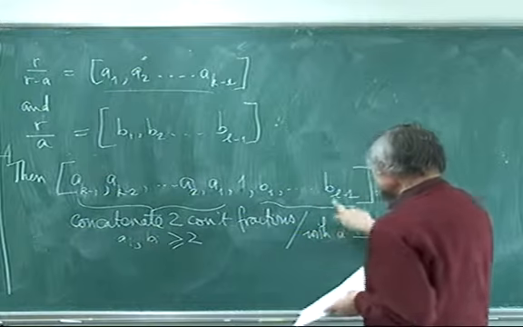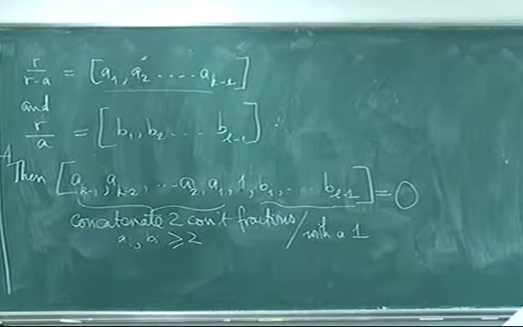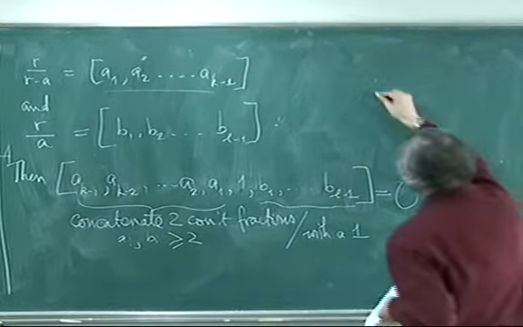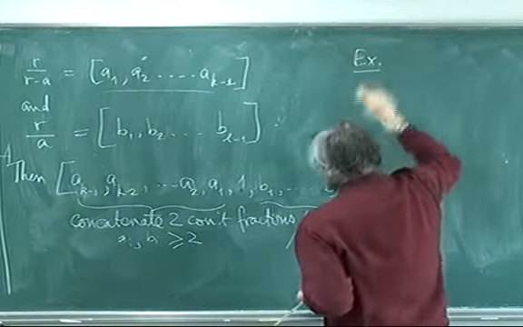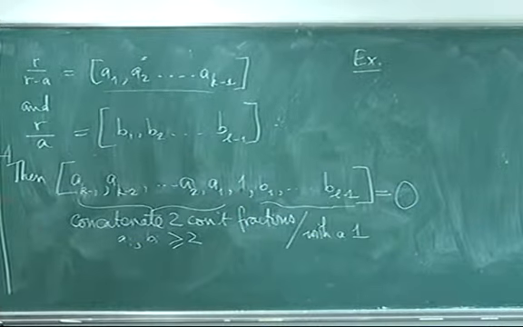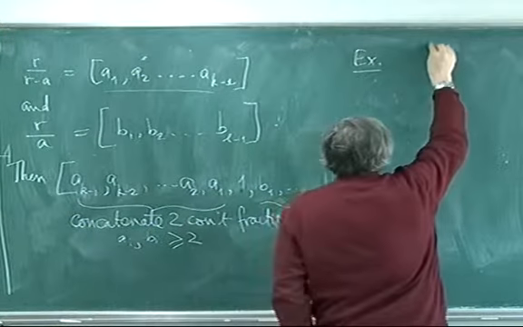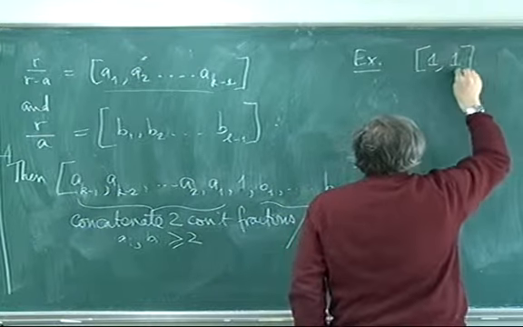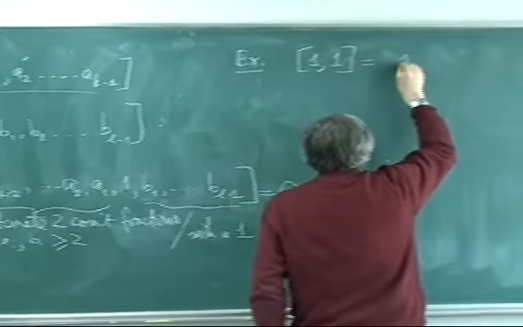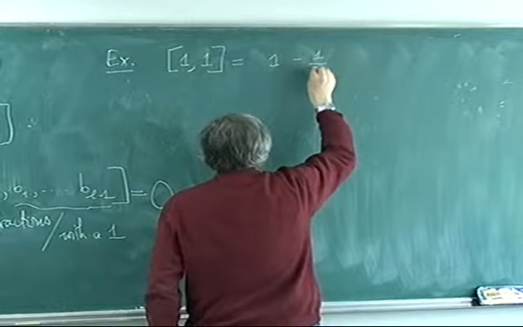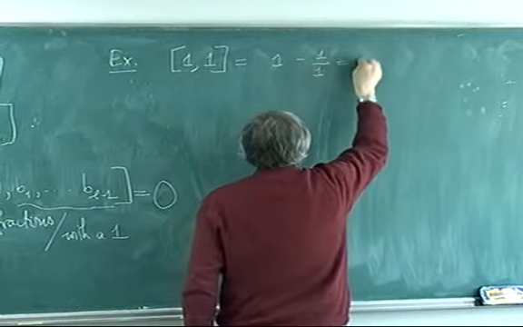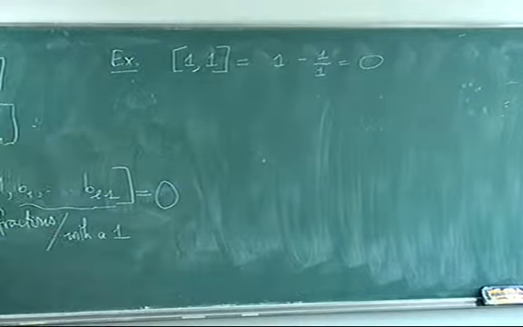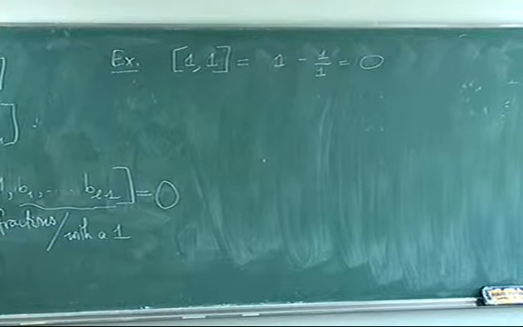What's a continued fraction expansion of 0? Let me give some examples. If you want to understand this, you start off with something which is not really an example. If I write down 1, 1, this is 1 minus 1 over 1, and so it's 0. Nothing very surprising there.